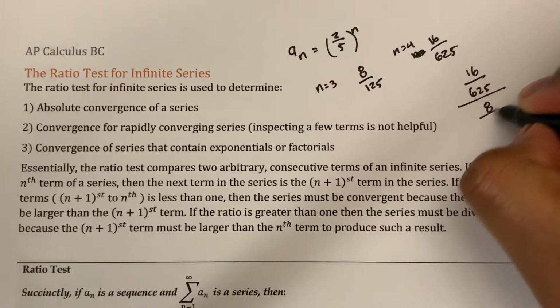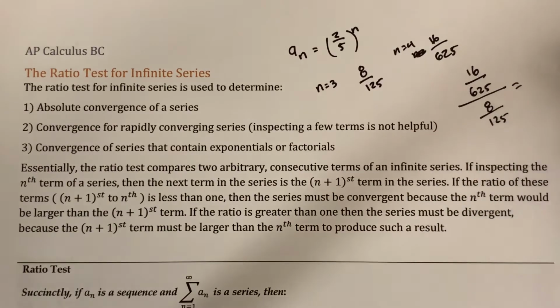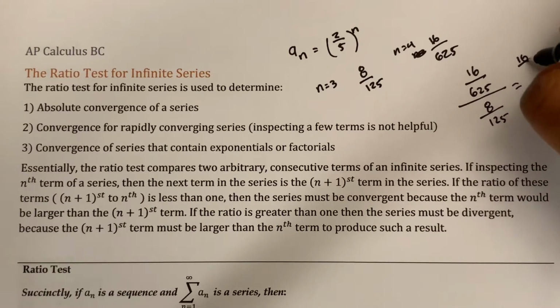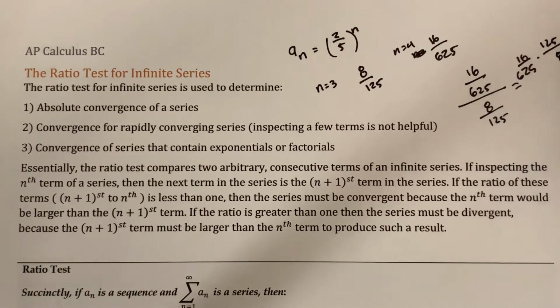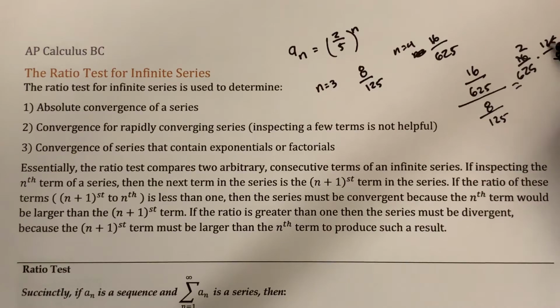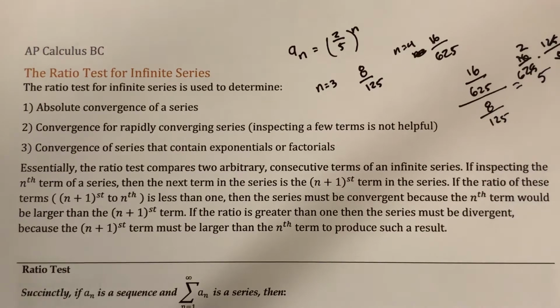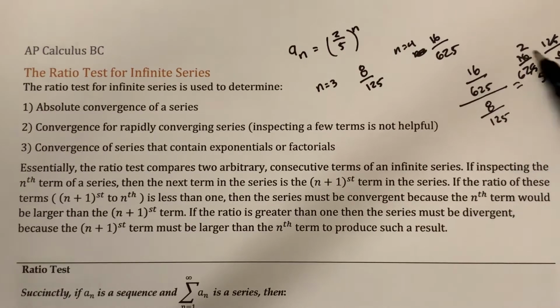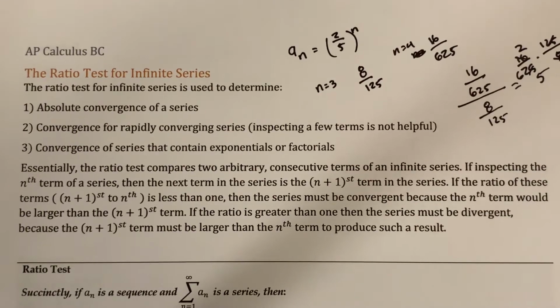8 over 125. And so when we keep, change, flip, or however you want to think about it, we get 16 over 625 times 125 over 8. And so we get a 2 here, and this reduces to be 2/5. So we get a ratio that is less than 1.